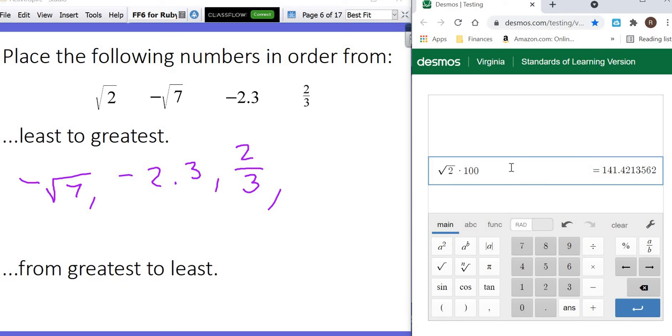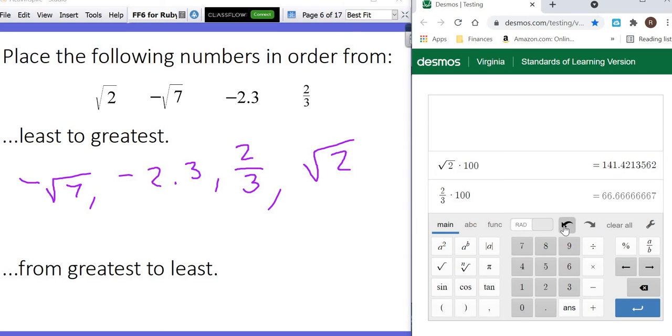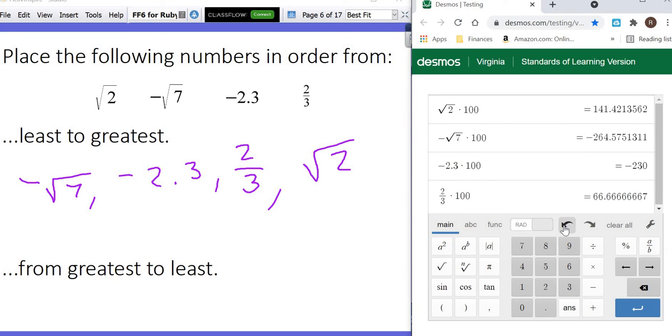Then, of course, the biggest number, or I could ask again, what's the smallest one left? And that is the square root of 2. Okay, I'm going to take just a second to put everything back in my calculator. All right, I've got everything back there.